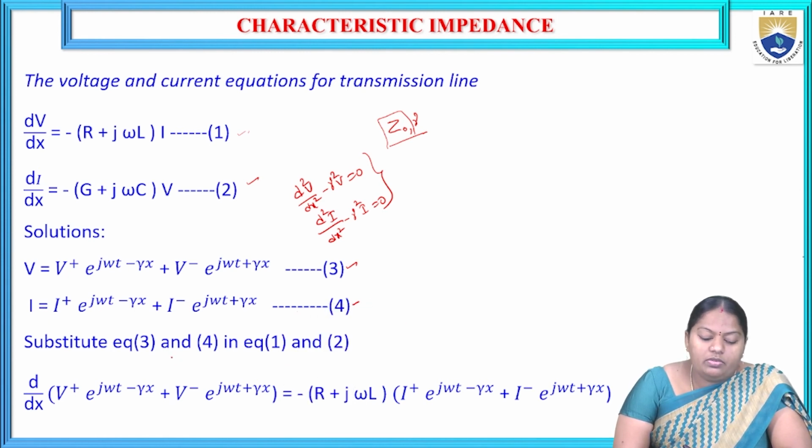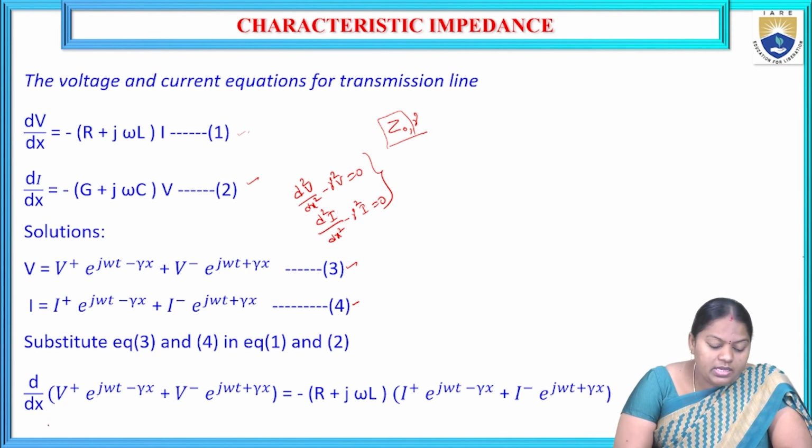Then substitute equations 3 and 4, the V and I solutions, in equations 1 and 2. So first consider equation number 1. In that, you just substitute equation number 3, right?